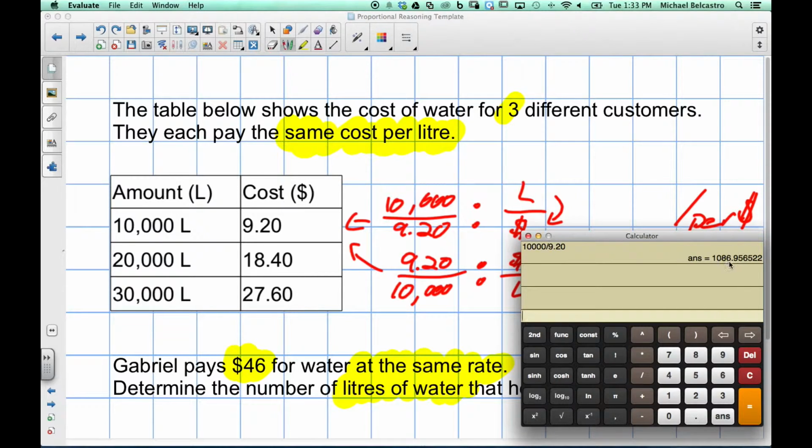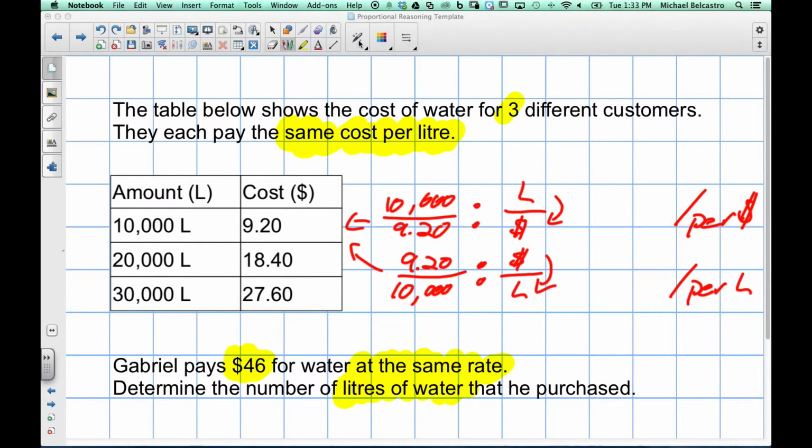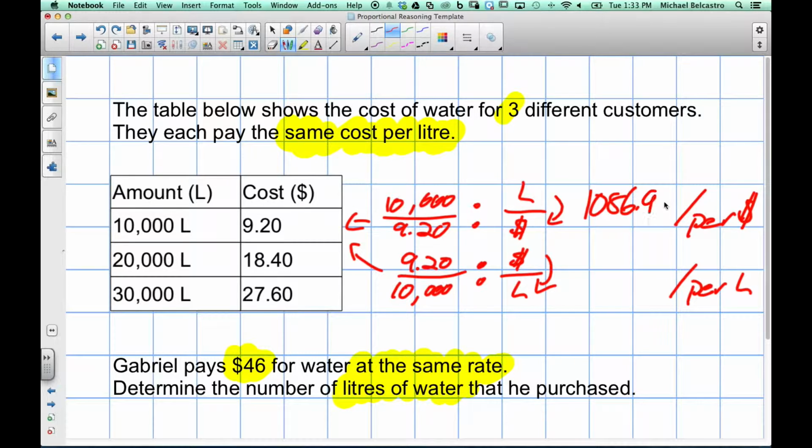We get 1,086.96, because it's a 6 value, we're going to round up. So 1,086.96 liters per dollar. So every dollar we spend, that's how many liters we get.